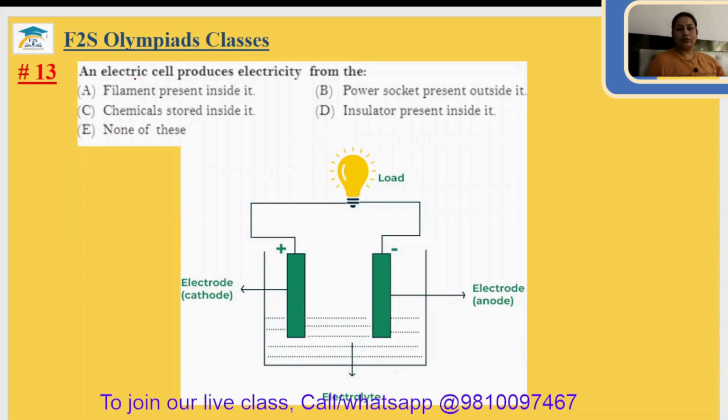Question number 13. An electric cell produces electricity from the filament present inside it? No. Power socket present outside it? No. Chemicals stored in it? Yes. Actually, the chemicals stored in an electric cell produce ions, and electricity can flow in the conductor. Insulator present in it? No. 13th answer will be option C.